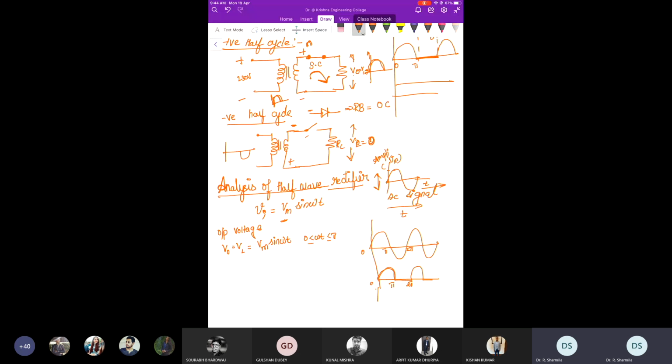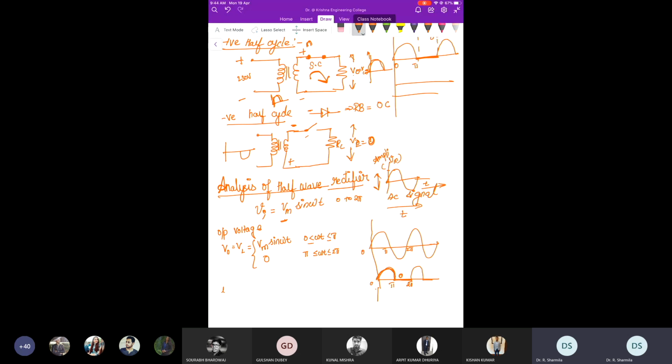From pi to 2 pi, what is your output? From pi to 2 pi, your output is 0. That is, pi less than or equal to omega t less than or equal to 2 pi. Here there is no output, so the value is 0. Okay? In this way I can write my input and output. For the input, I can write the range from 0 to 2 pi. But for the output, I am getting the sine waveform during the interval 0 to pi. From pi to 2 pi, there is no output, so 0.